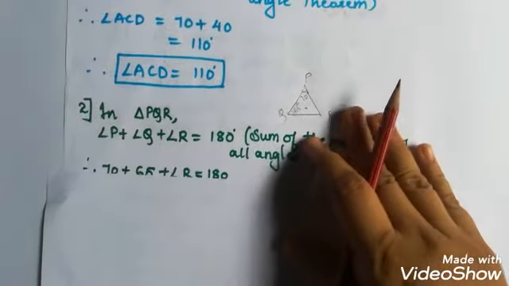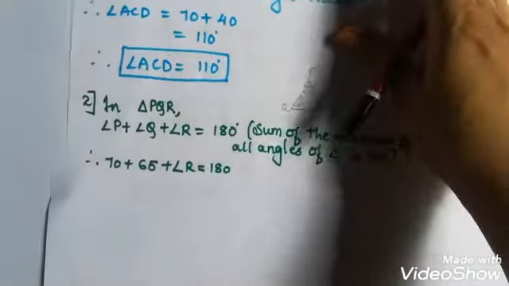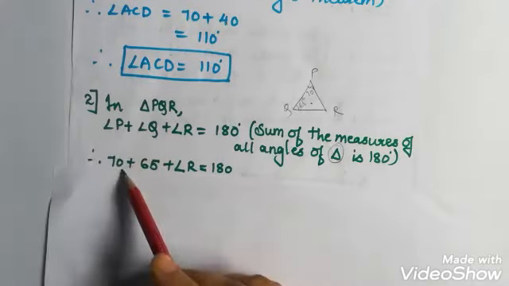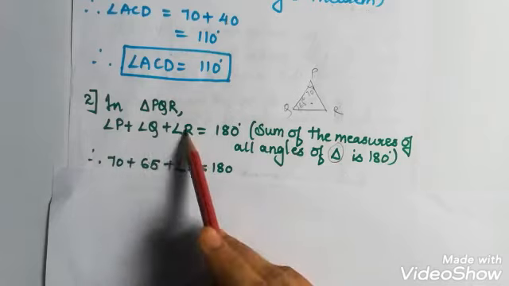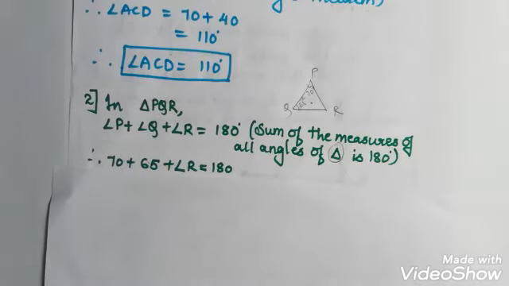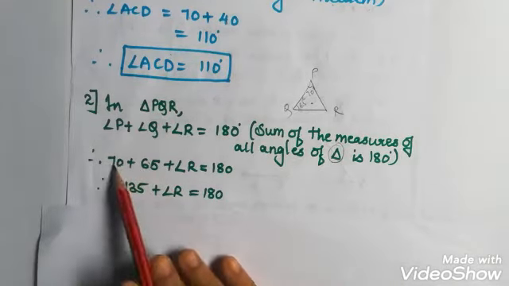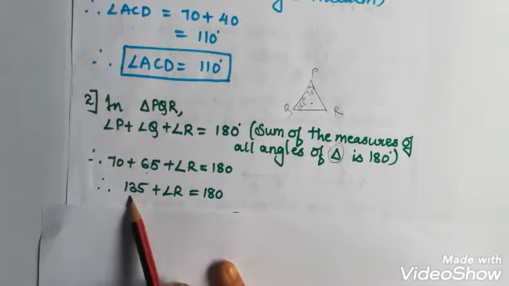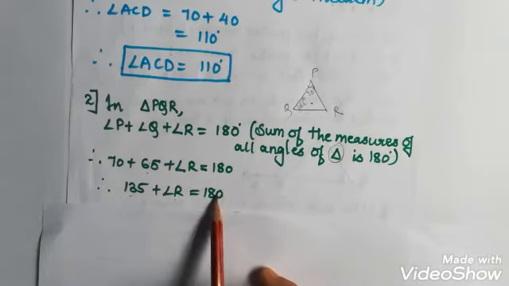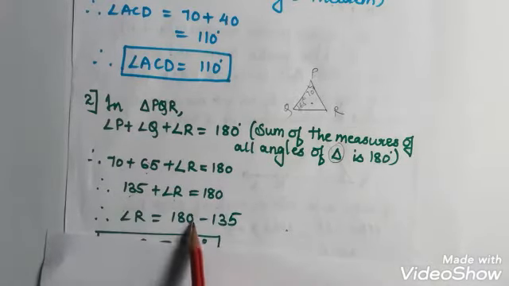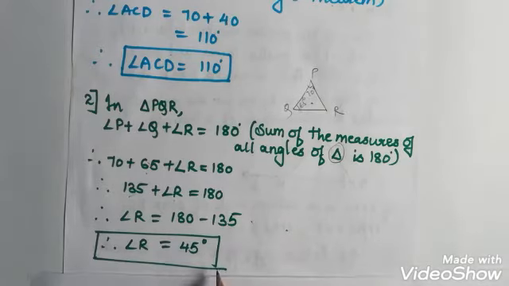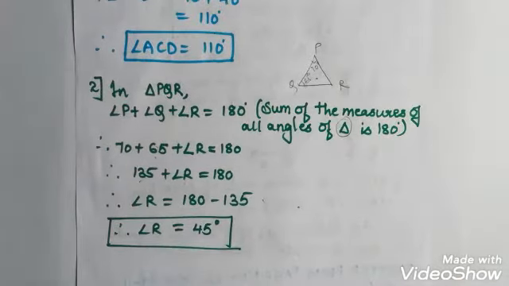So now next, substituting the values. Angle P is 70, angle Q is 65. You have to find the measure of angle R. So that is equal to 180. Next step, 70 plus 65 is 135, plus angle R is 180. Therefore, angle R is 180 minus 135, which is equal to 45 degrees. So you got the measure of angle R as 45 degrees. Okay.